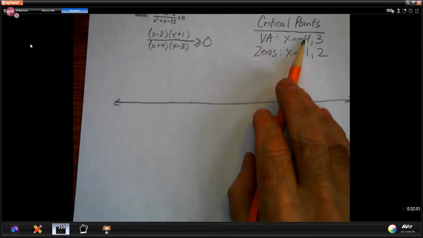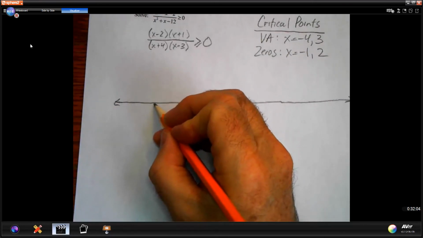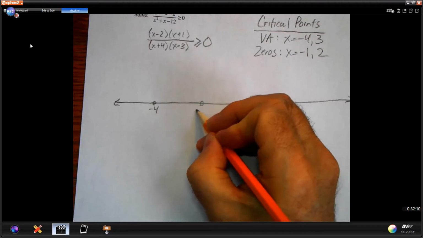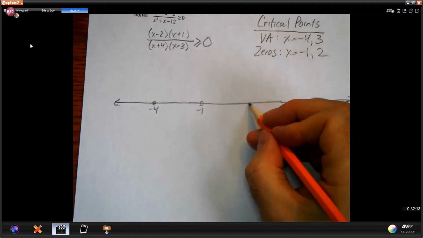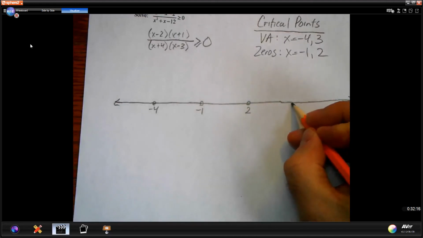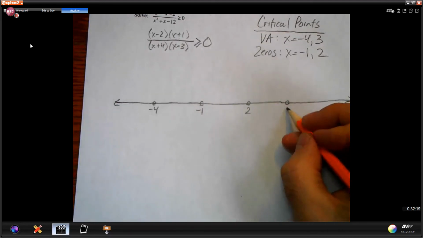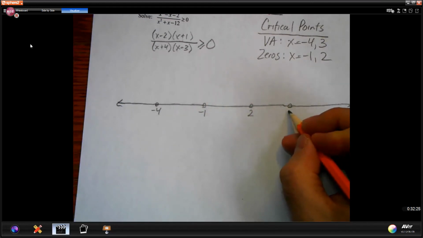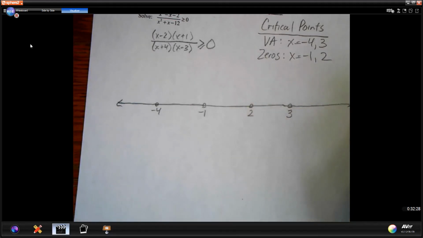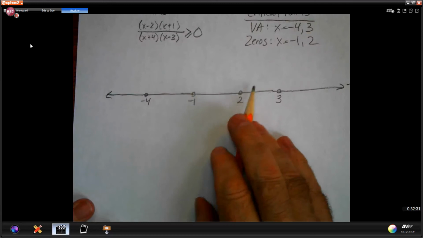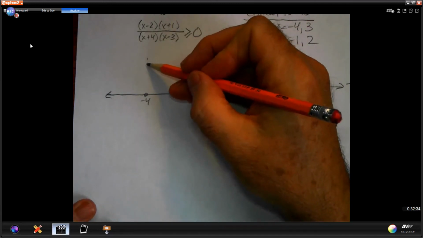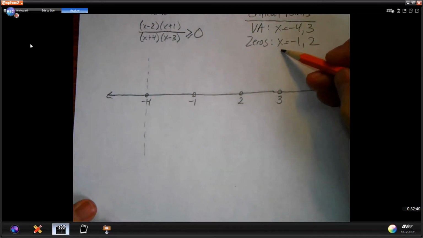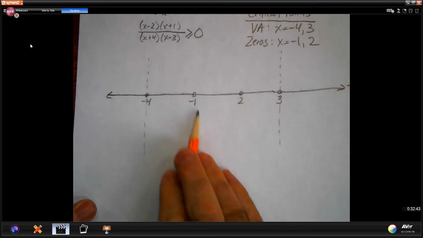So if I look, I've got -4, -1, 2, and 3. The spacing isn't all that important. You can see my 2 and 3 should be close together, but I'll leave it like this. Okay, so these are my possible x values. I know my vertical asymptotes are at -4 and 3. These 2 points are zeros.